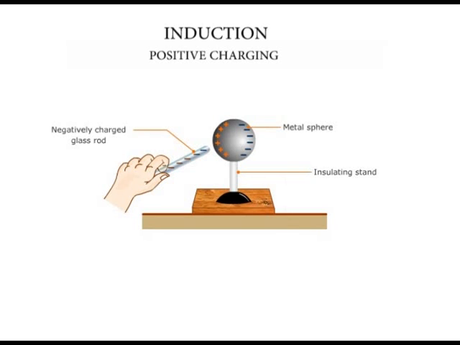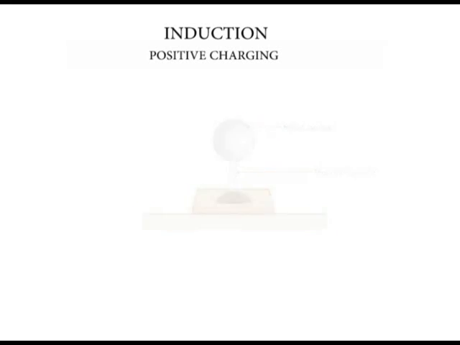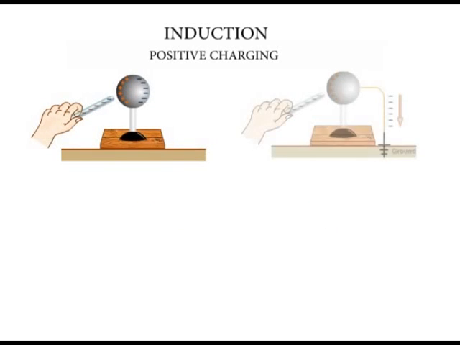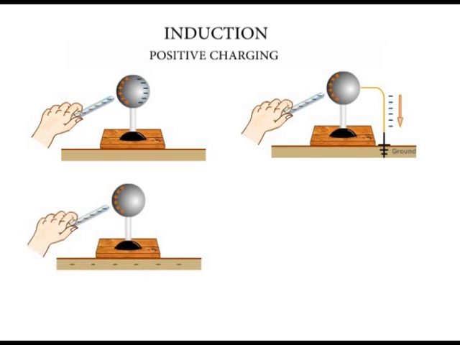What if the metal sphere is connected to the ground by a conducting wire? The negatively charged electrons flow to the ground, whereas the positive charges at the near end remain due to the influence of the charged rod. Then we disconnect the sphere from the ground. The positive charge continues to remain on the sphere. If we remove the rod, the charges spread uniformly all over the sphere. Thus, we get a positively charged metal sphere. So again, here are the steps for inducing a positive charge on a metal sphere.